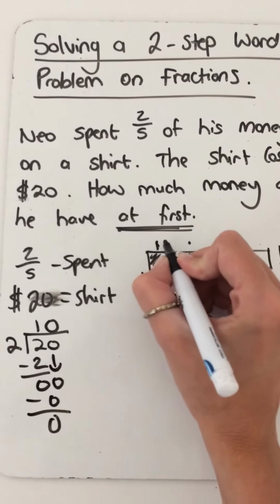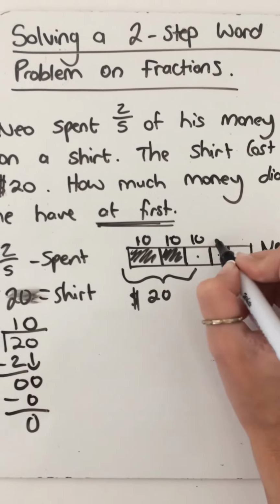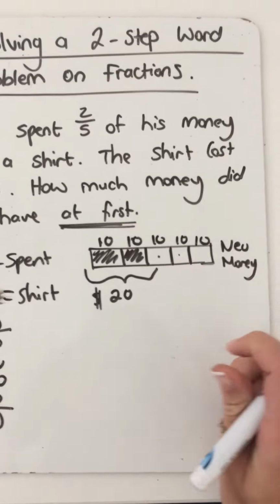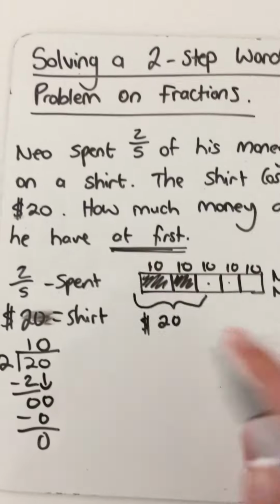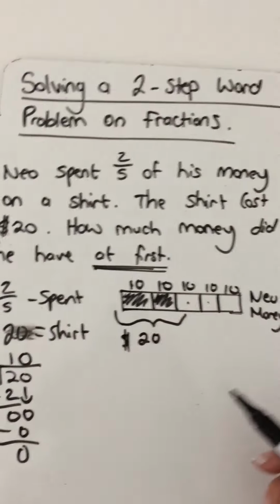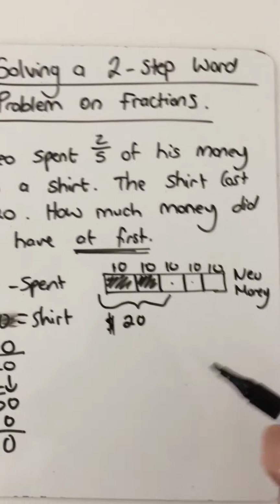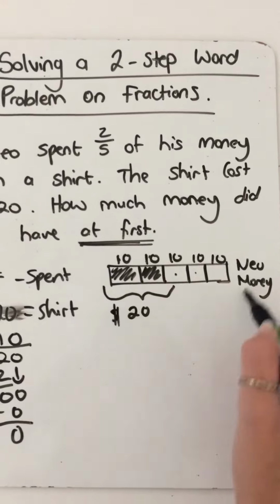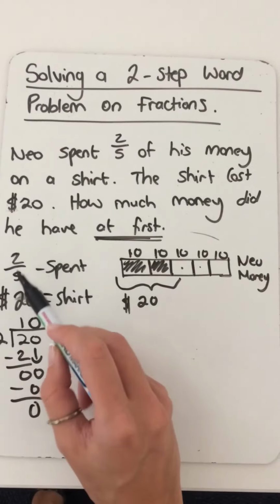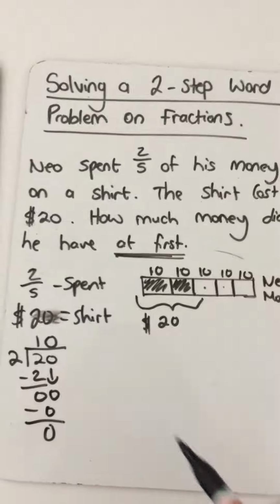Which means that one of these little parts is 10. And this part is also 10, and this part is also 10, and that part is also 10, and so is that part. How much money did he have at first, at the beginning? So I know that we have 10, 1, 2, 3, 4, 5 times, because that's how much money he has in the beginning. Because he has 5 out of 5/5. He spent some, so he has 3/5 left over.